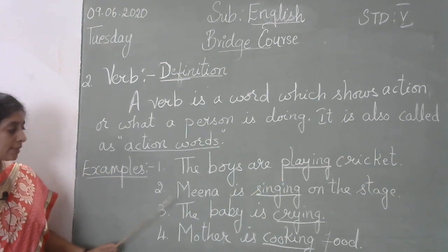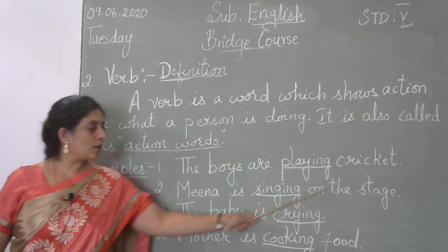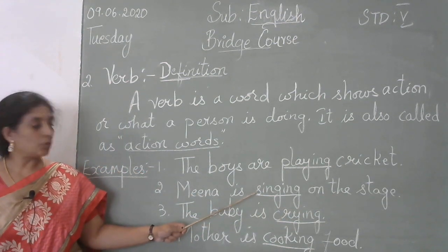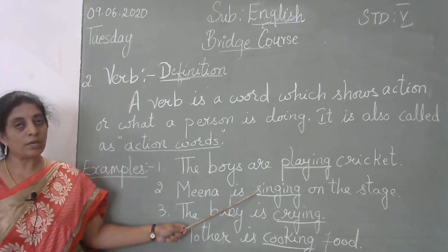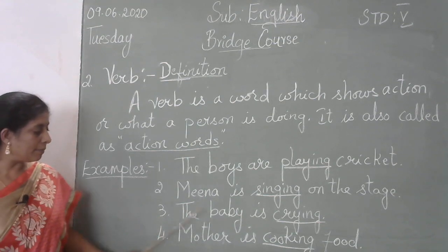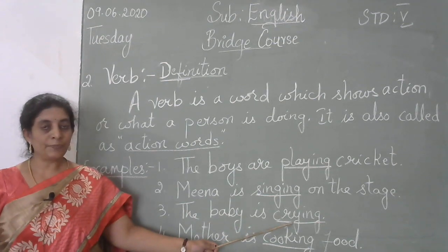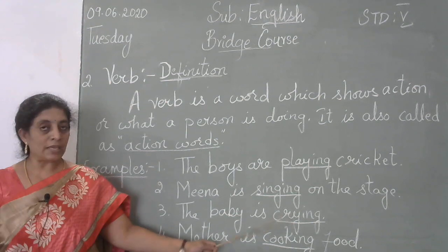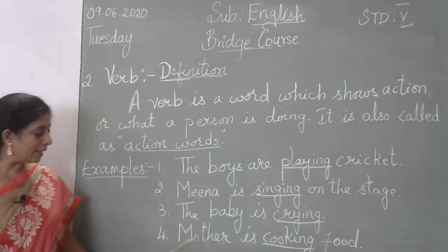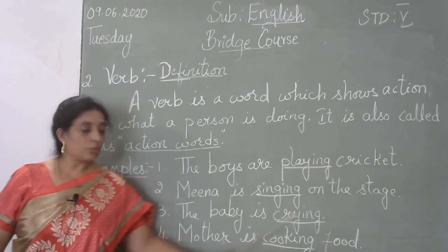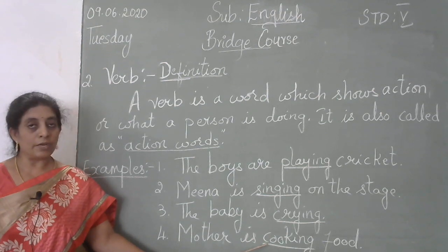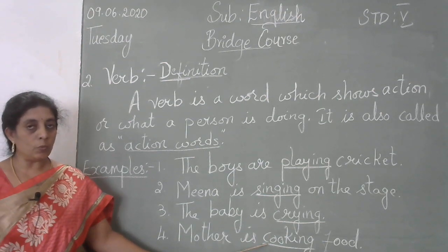The second one is Meena is singing on the stage. So I have underlined singing. So singing is the action word or the verb in this sentence. The third one is the baby is crying. So I have underlined crying. So crying is the verb. And the fourth one is mother is cooking food. So I have underlined the word cooking. So cooking is the verb or the action word.